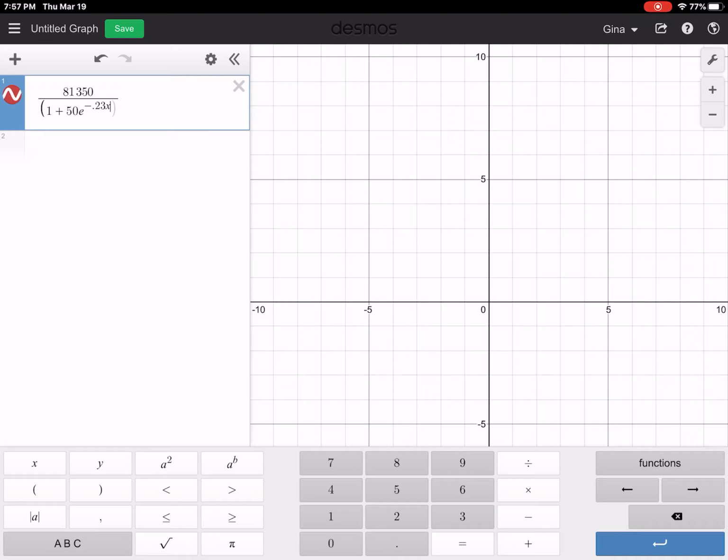Okay, so hopefully you've got that on your graphing calculators. I looked for a TI calculator app on the App Store and I could not find one. So I'm doing the best I can to show you this using Desmos as my app.